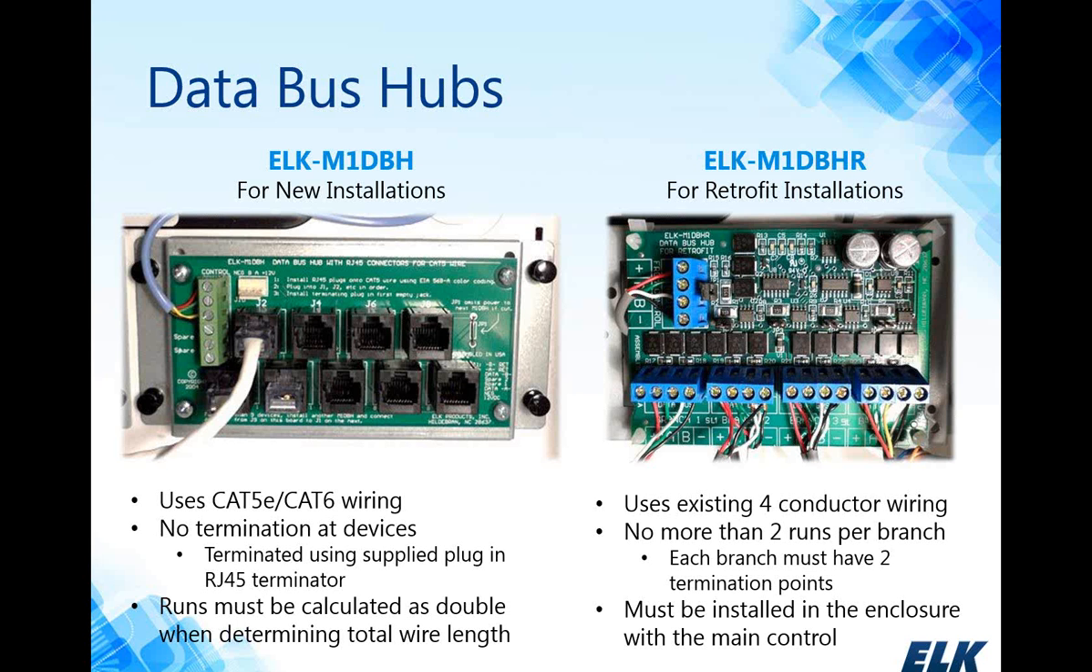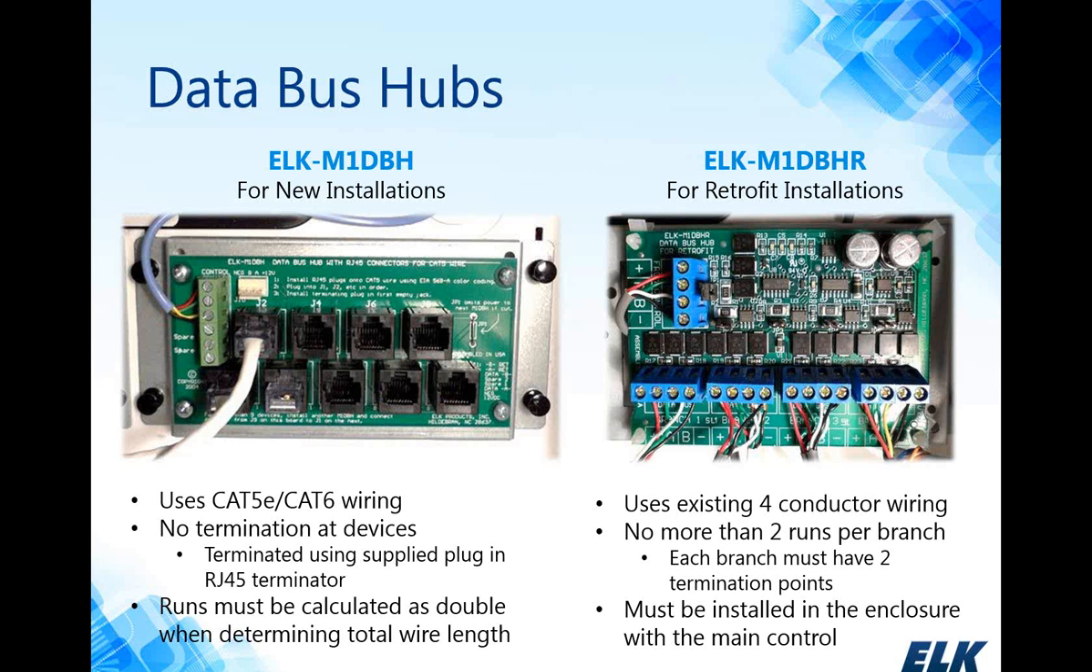Now, we realize that the M1 may be replacing an older panel where you already have existing 4-conductor wiring, so we offer a hub to support that as well. That's the M1 DBHR, which is considered for retrofit installations. It's an active hub, and so it takes the M1 data bus and just branches it out into 4 little mini data buses, so to speak. And each branch, each little mini data bus, has the same rules as the big data bus, as far as the number of runs that you can have cannot exceed 2, and it always has to have 2 termination points per branch. So those are some things to keep in mind with that.